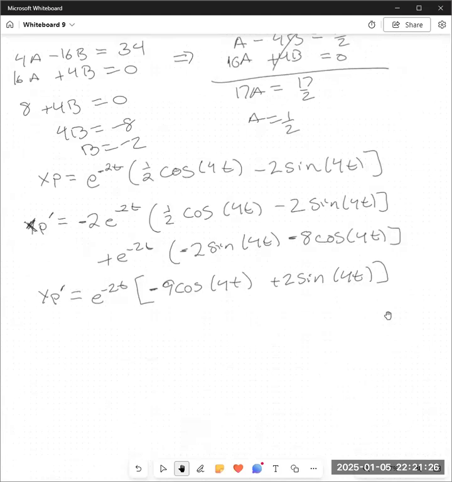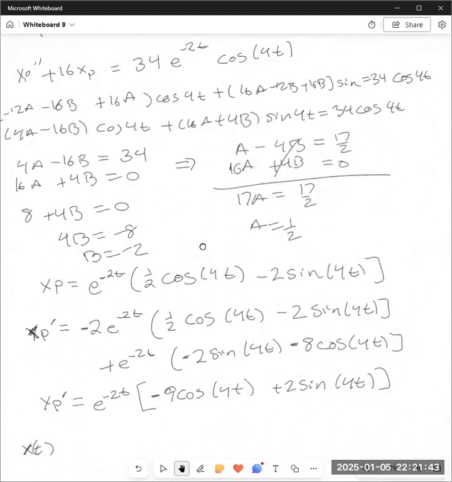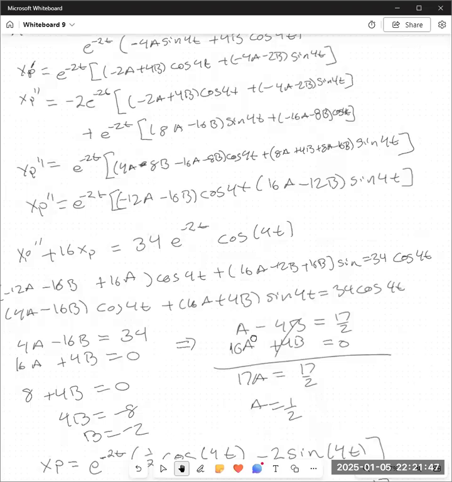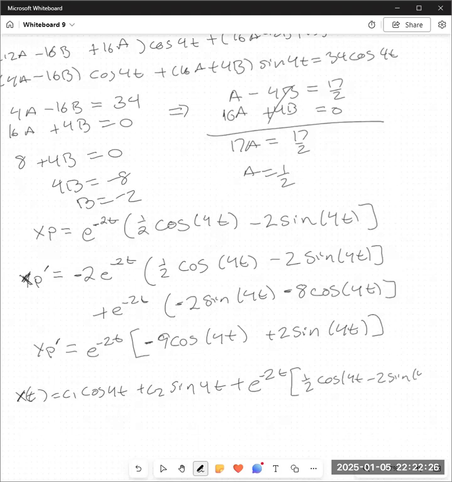All right. Then we have x of t should be equal to, I got to come all the way up here to find it. I've got it written on my paper, so I'll just go ahead and look back here. It is C1 cosine of 4t plus C2 sine of 4t plus my xp, which is e to the negative 2t times 1/2 cosine of 4t minus 2 sine of 4t.